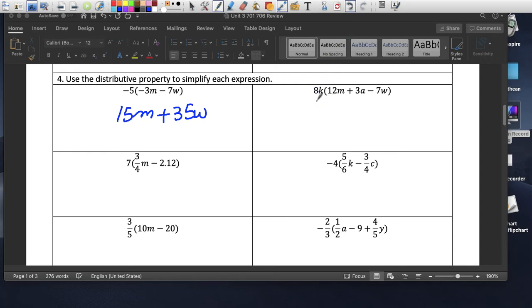8 times 12 is 96k, plus 8 times 3 is 24ak. Remember, you can put the letters in alphabetical order. Minus 8 times 7 is 56, and we get kw.